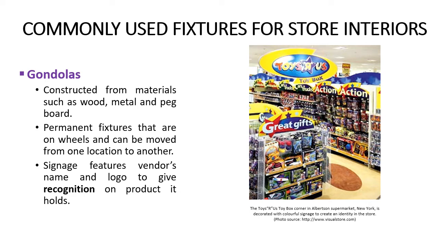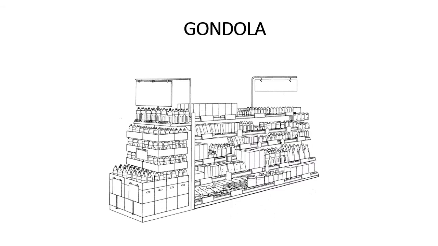In this picture, you can see an example of a gondola where kids' items are displayed and is decorated with colorful signage on the gondolas to create an identity in the store. So this is one more example of a gondola. Gondolas are commonly used in supermarkets and have various advantages. The gondola shelving units are a popular option for stores because they are versatile and can be adapted to meet any need. It also maximizes the space and helps in increasing the profits. It is ideal for any space.